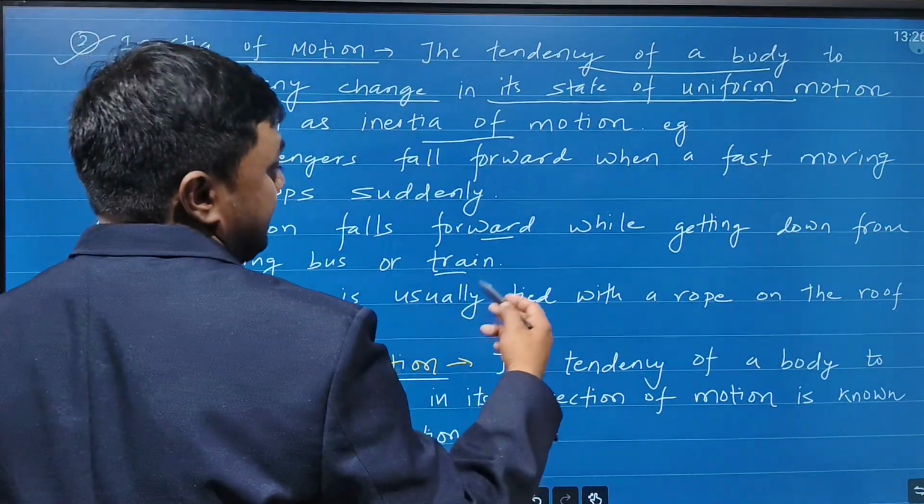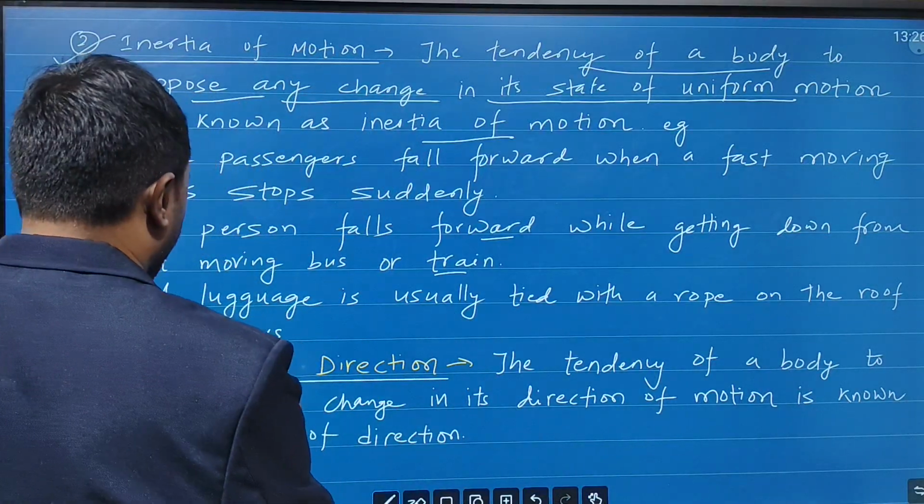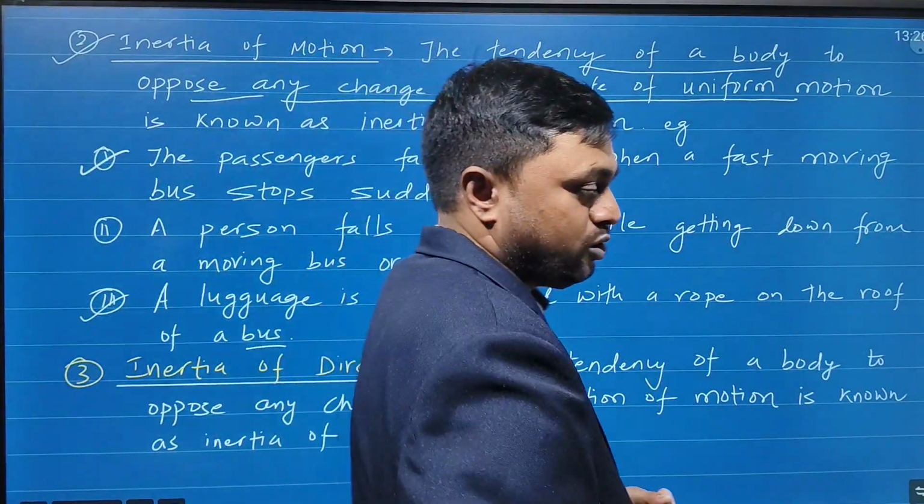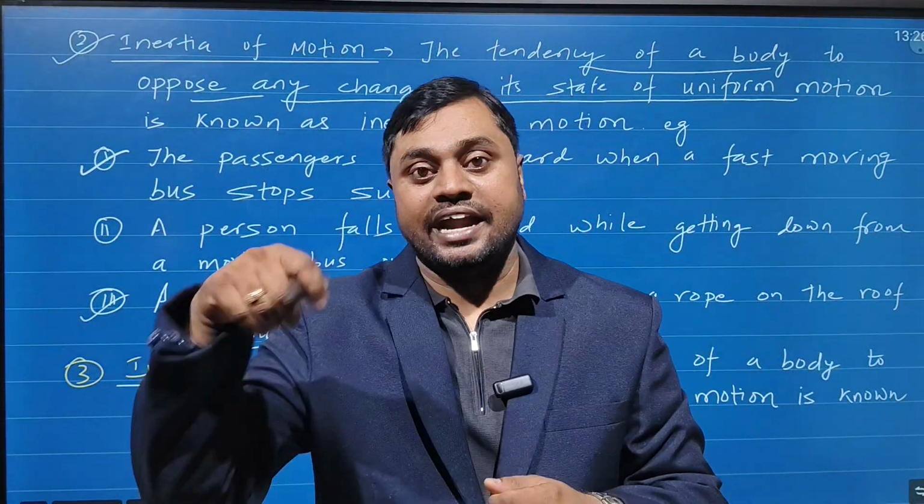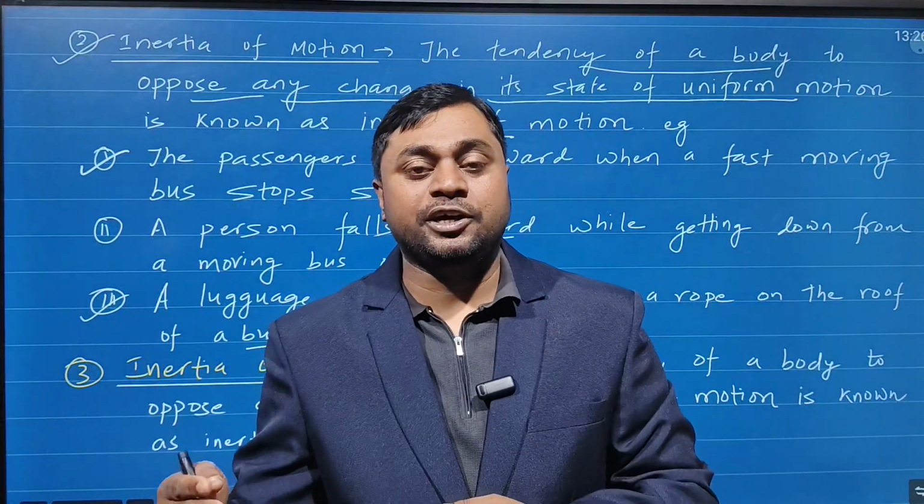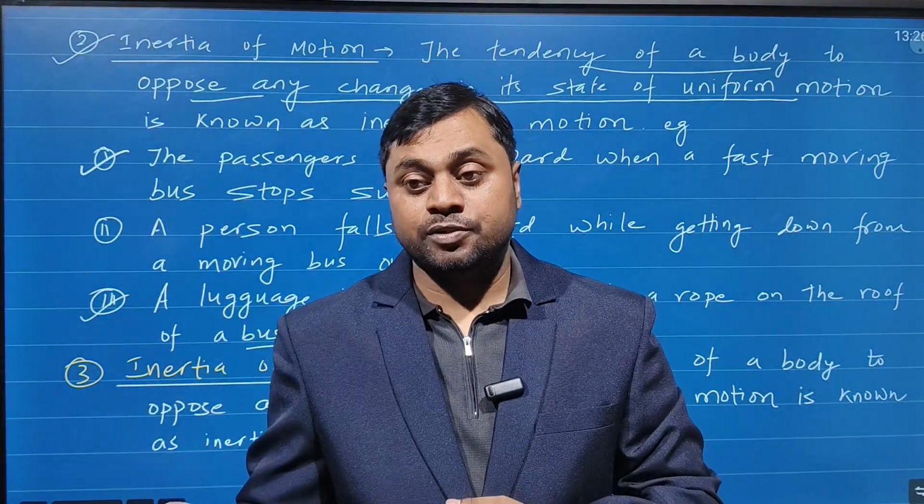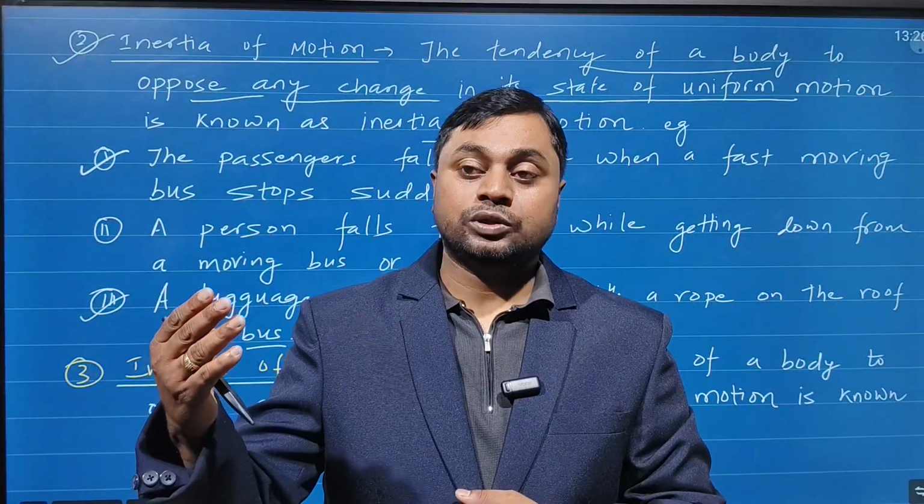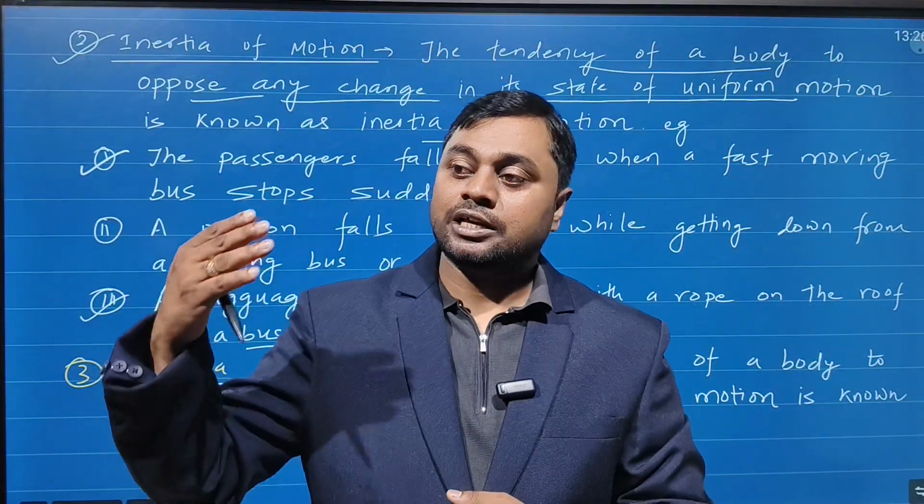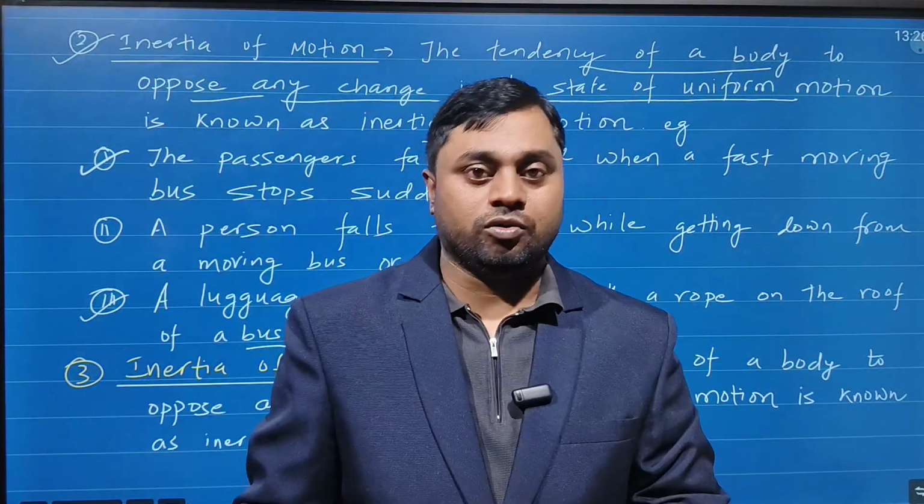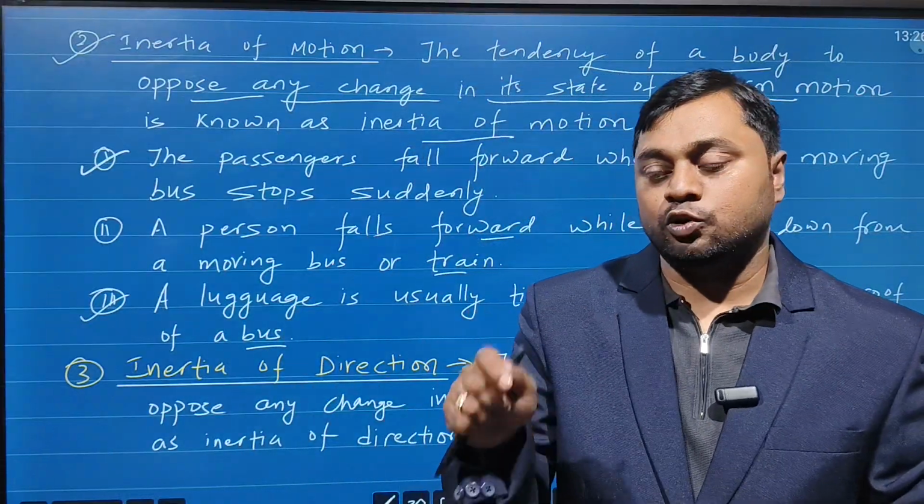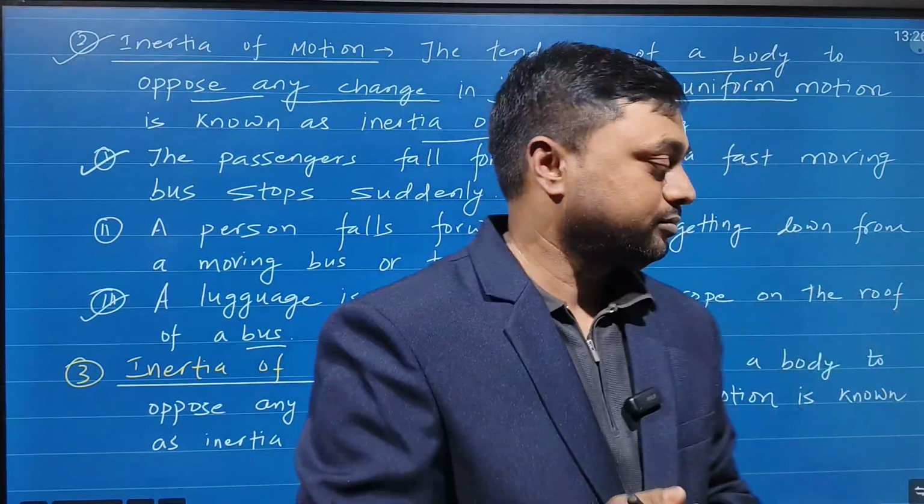And luggage is usually tied with a rope on the roof of a bus. On the roof of the bus, luggage is tied actually. If it is not tied, what will happen? When the bus stops, due to the inertia of motion, the luggage may fall down. To avoid this, it is tied.